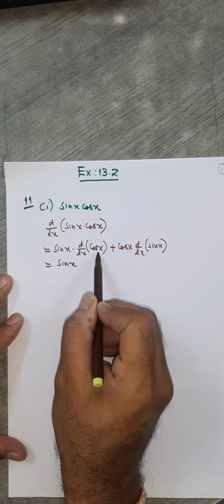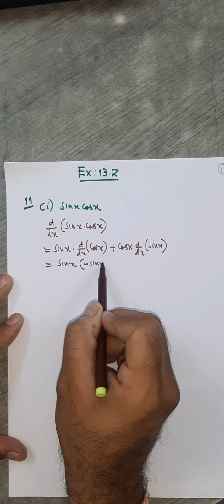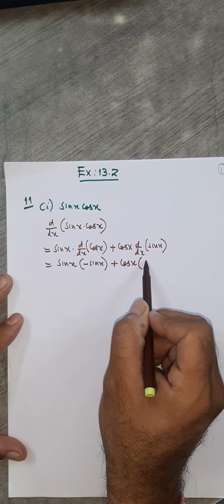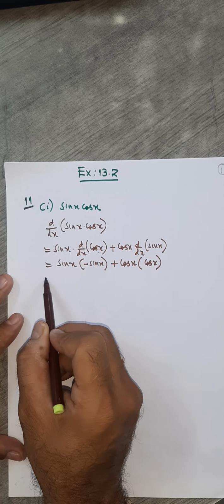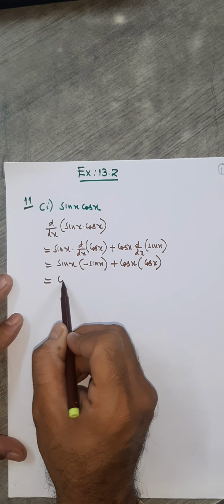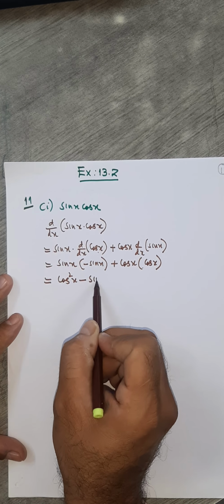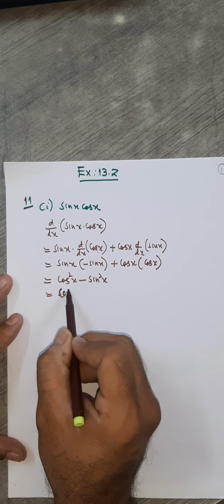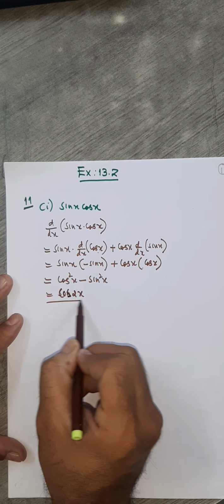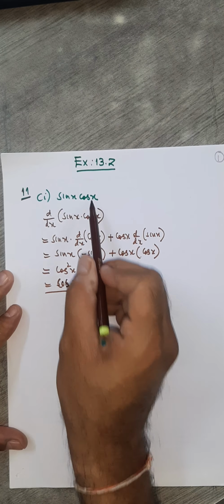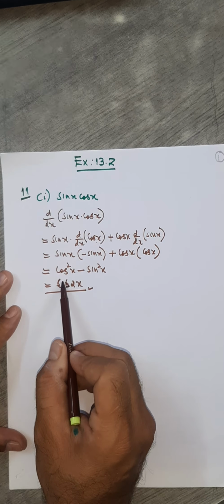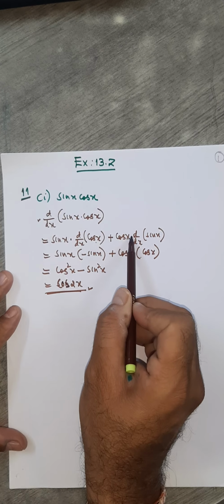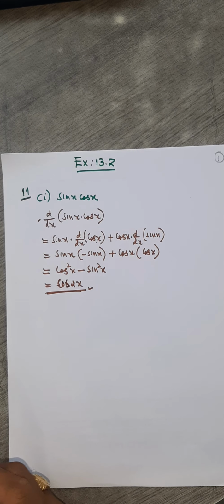Sin x as it is, what's the differentiation of cos? Minus sin, plus cos x as it is, what's the derivative of sin? It is cos x. So from this, here this is cos squared minus sin squared. You know that this is nothing but cos 2x. So derivative of sin x into cos x is nothing but cos 2x. You see, I've started with differentiation. The important one is working rule and all standard derivatives.